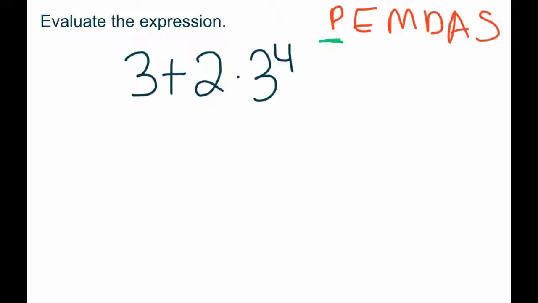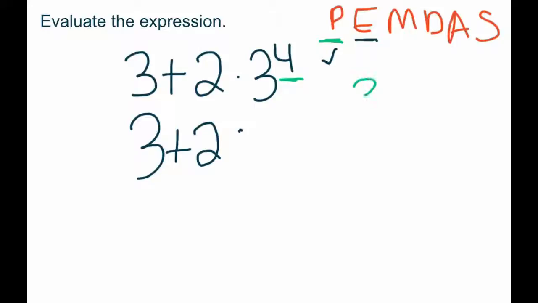Our first step is to look for P, parentheses. In this example, we do not see any parentheses, so we just move on. Next, we look for E, exponents. Here, we have the exponent of 4, so we are to start with this first. So we rewrite everything else and evaluate our exponent.